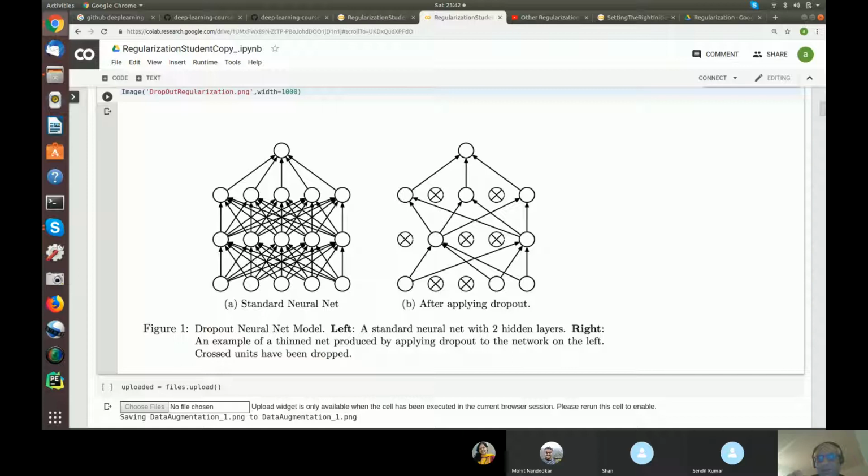When you're randomly removing certain neurons, the algorithm is forced to find other neurons where it can give them very high weights. So instead of some neurons getting very high weights, now it's more distributed. There are more and more neurons which have sort of medium weights instead of super high weights.